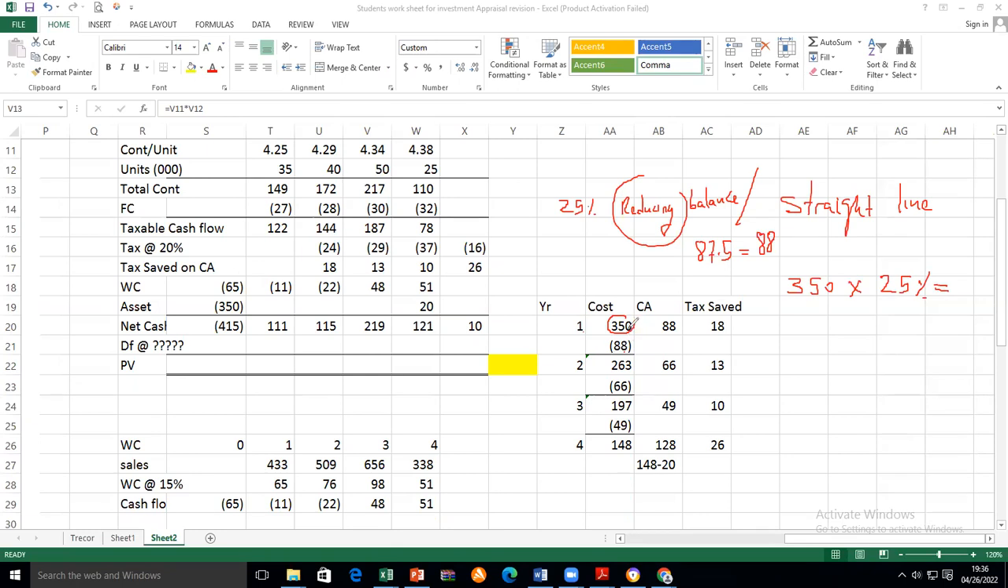In the following year, they will say 350 minus 88, 263. You get 25% of that. Capital allowance is at 25%.